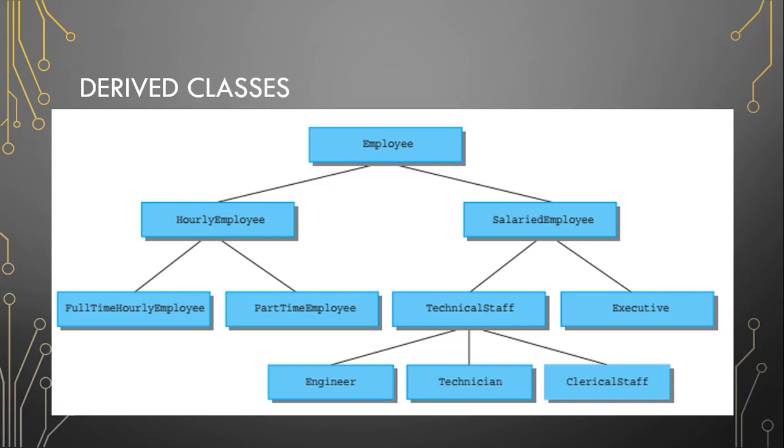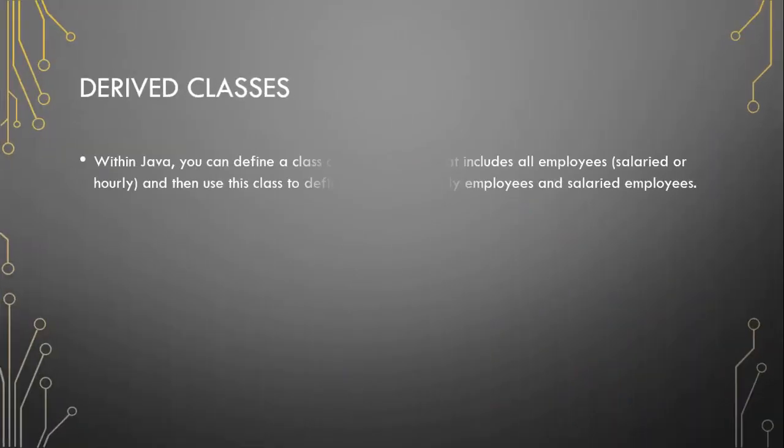For a salaried employee, you might have different kinds of things, such as an executive, so that's like administrators, or you can have technical staff, which would be maybe your engineers, technicians, clerical staff, whatever. It can be broken down into multiple different fields. We could look at this in multiple different ways based upon multiple different settings. It just really does depend on how this gets broken up. So within Java itself, you could define a class called employee, which we just saw, that includes all employees. All right, so that was the salaried employees and the hourly employees.